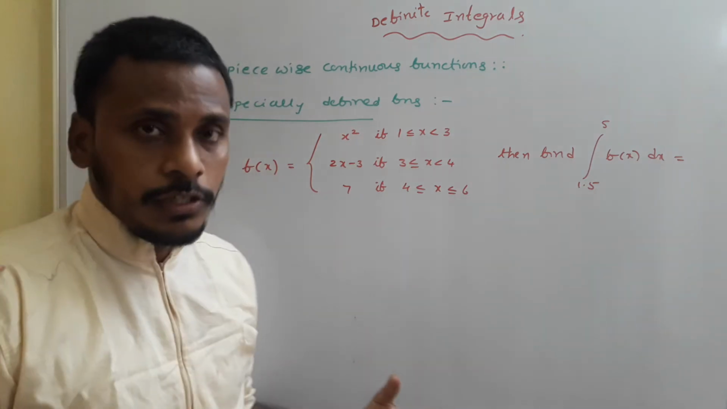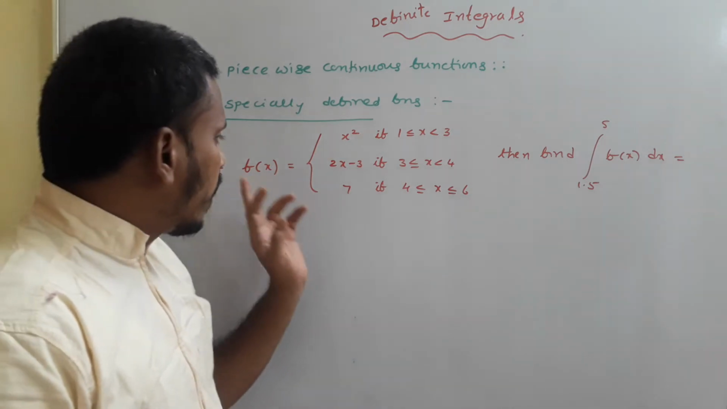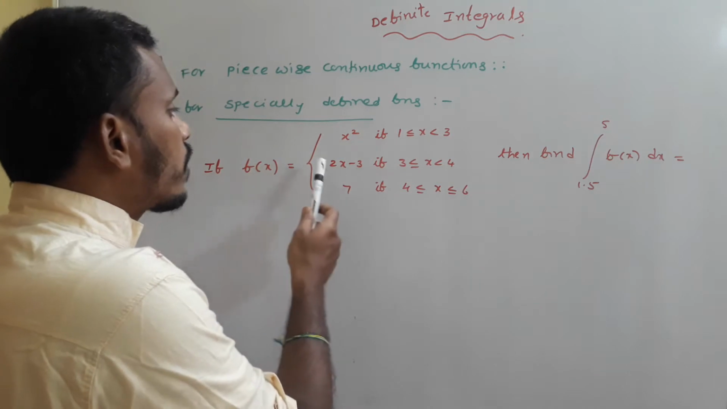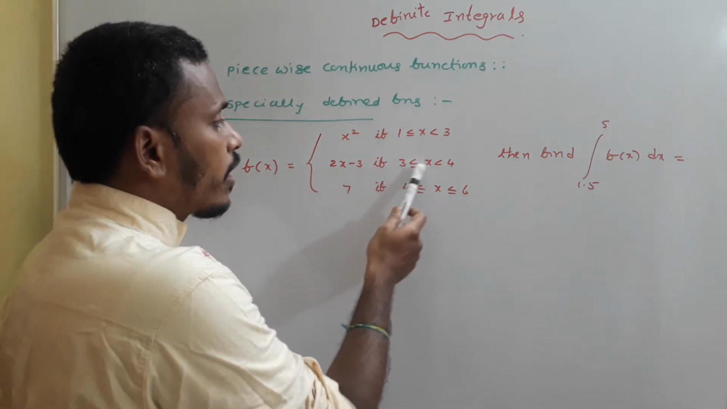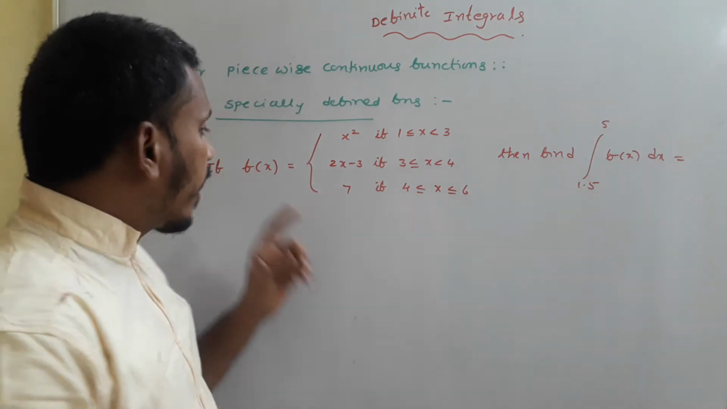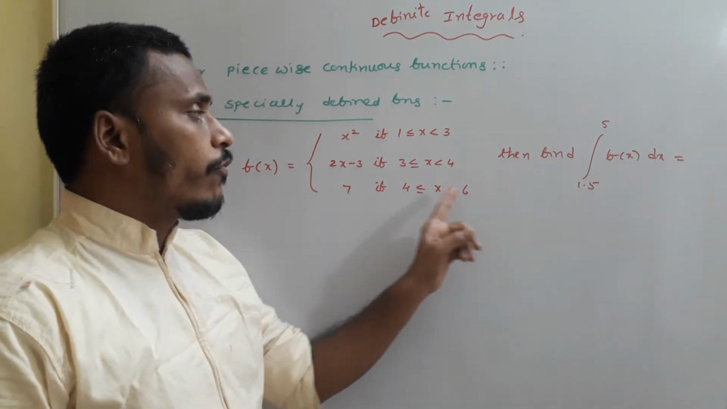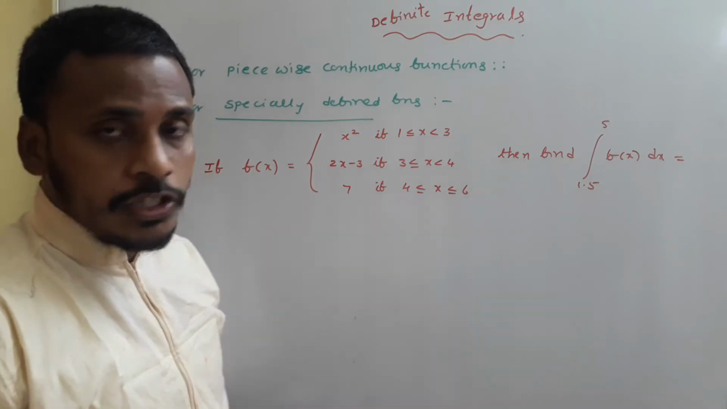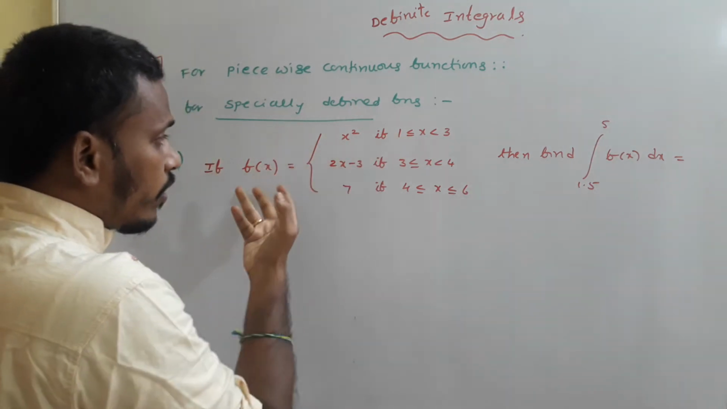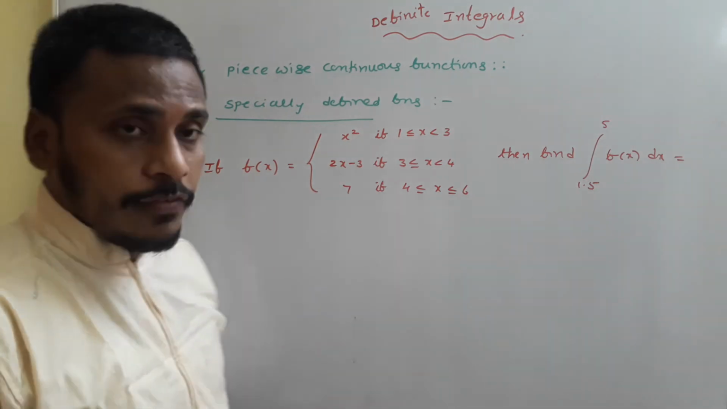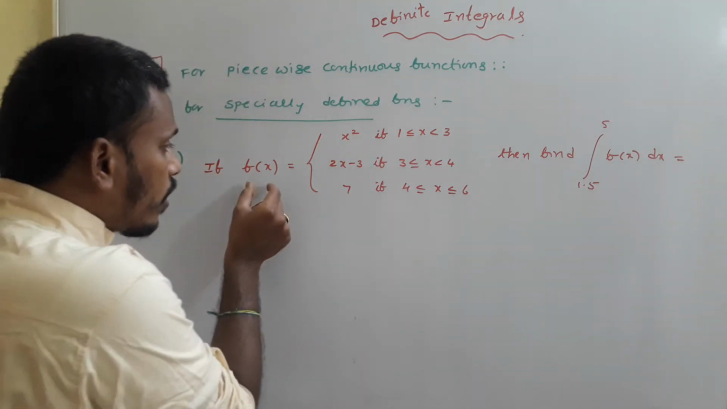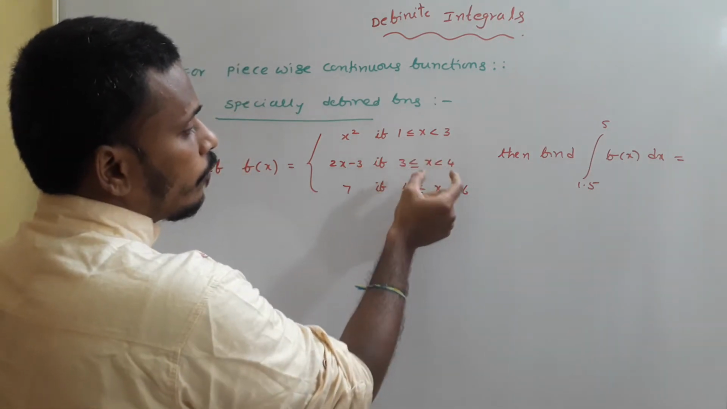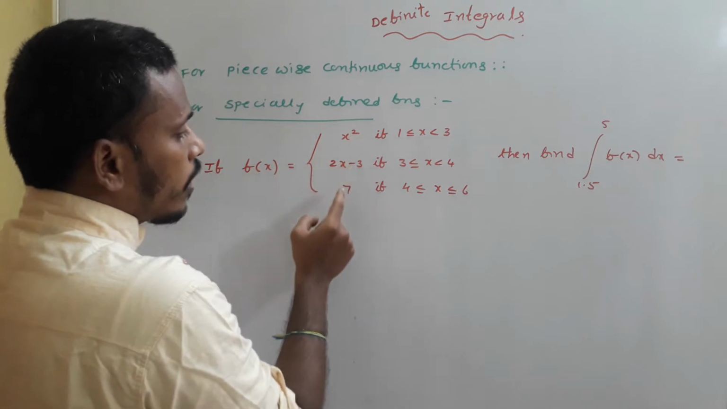f of x is a function and it behaves like x square if x is in between 1 and 3, and the definition of f of x is 2x minus 3 if x is in between 3 and 4, and f of x is 7 if x is in between 4 and 6, and after 6, if x is greater than 6, then the function is not defined. If x is less than 1, then the definition of the function is not there, so it is not defined. So we are just observing the definition of the function in between 1 to 3, 3 to 4, 4 to 6 as x square, 2x minus 3 and 7.